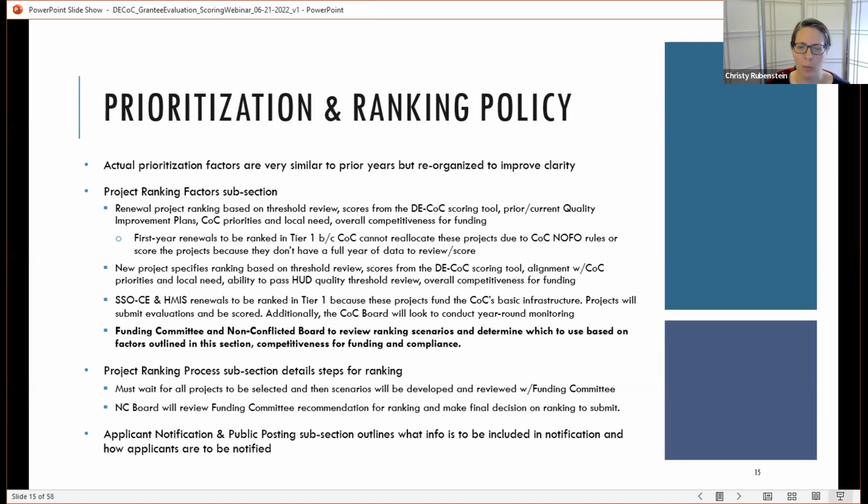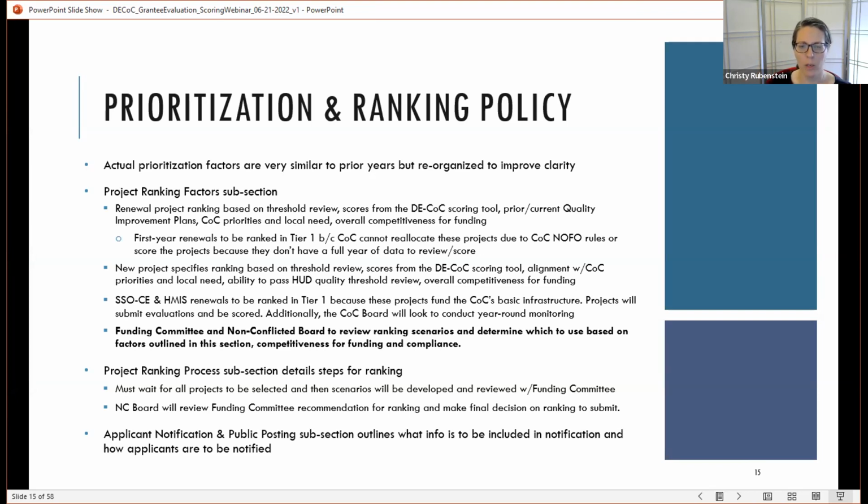Again, we bolded here, but just to be clear, the funding committee and non-conflicted board are able to review ranking scenarios and determine which to use based on the factors outlined in the section and competitiveness for funding and compliance. So it's not just about your score. It's going to be a combination of these factors that determines the final ranking.